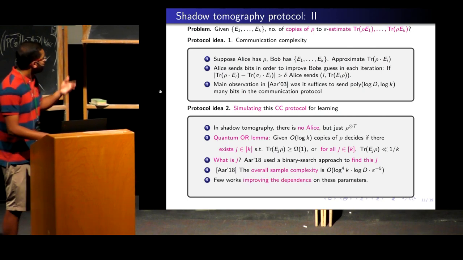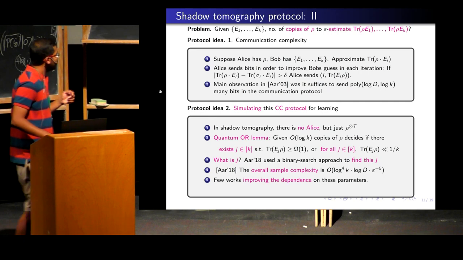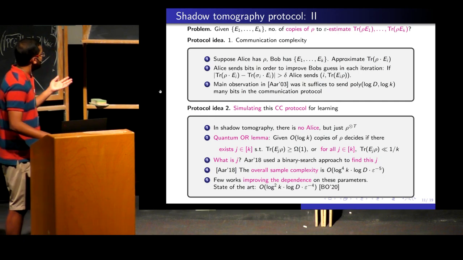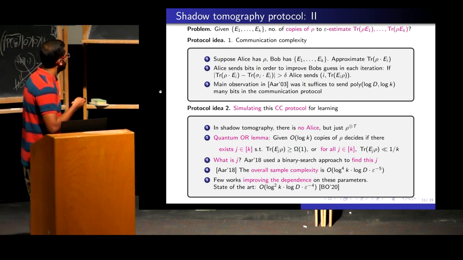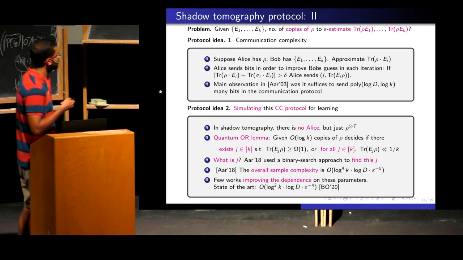Right, and there have been quite a few works trying to improve the shadow tomography protocol that Aaronson has, and the state-of-the-art algorithm we have is by Bădescu and O'Donnell, where they have log squared k times log d divided by epsilon to the 4.